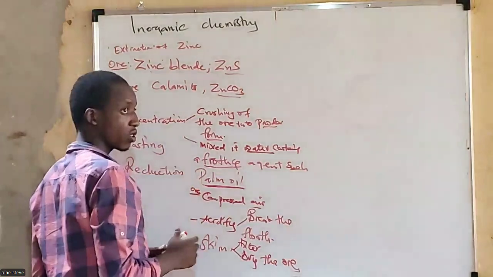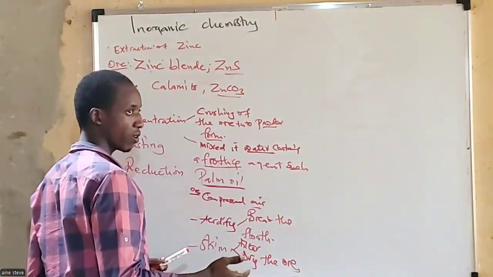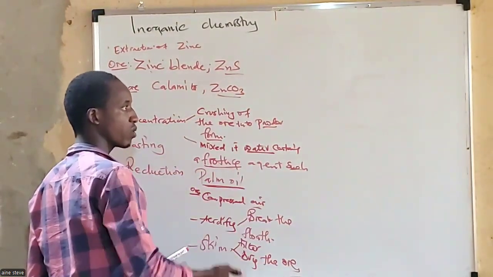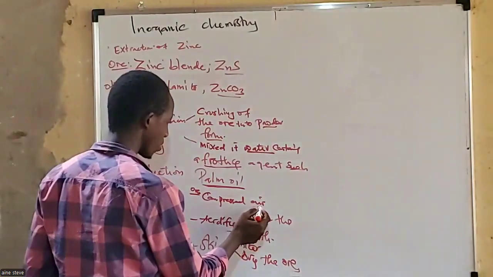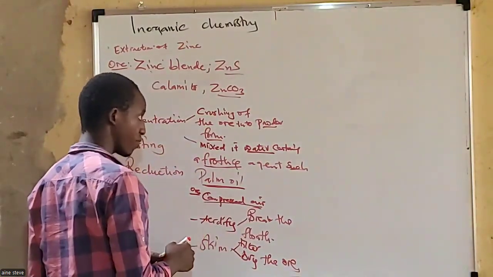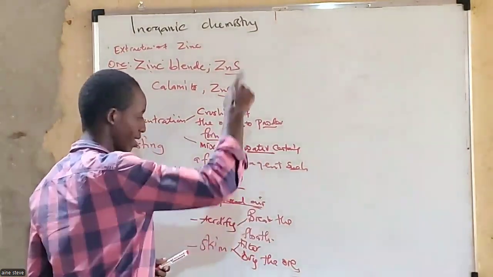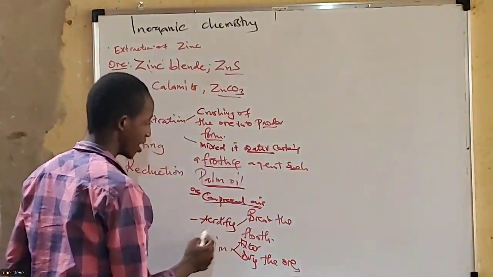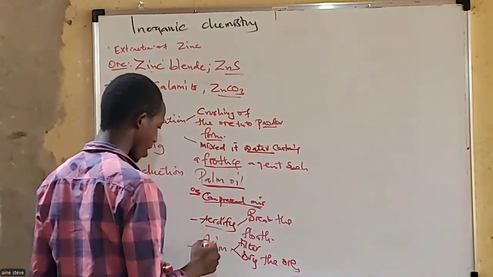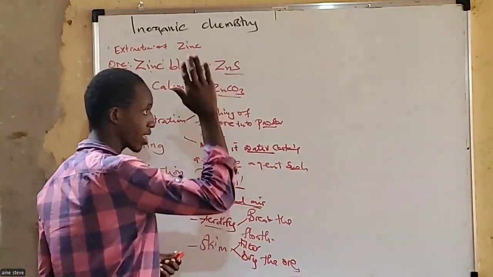The oil is less dense than the ore's surroundings. Therefore, when it attaches itself to the ore, it moves to the surface. Then you blow compressed air to agitate the froth so that it moves to the surface. Then later on, you acidify. The role of acidifying is to break the froth.